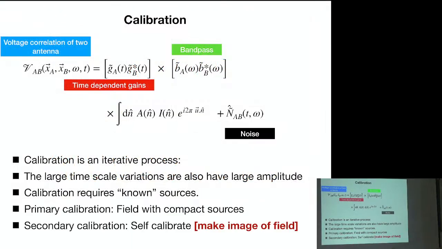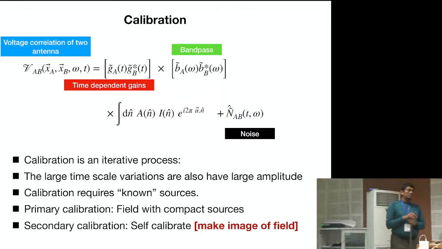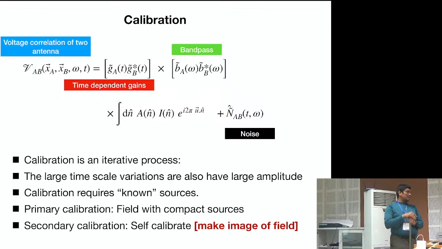So primary calibration is once again to use a field in the sky which has compact sources, and about these sources you know already. Mostly you use a field where you have one compact source which is very high in amplitude, or its flux is very large compared to all the other sources, such that if I look for a smaller amount of time, then I will only see that single point source. And I know its amplitude, I know its position, which means that I know this quantity.